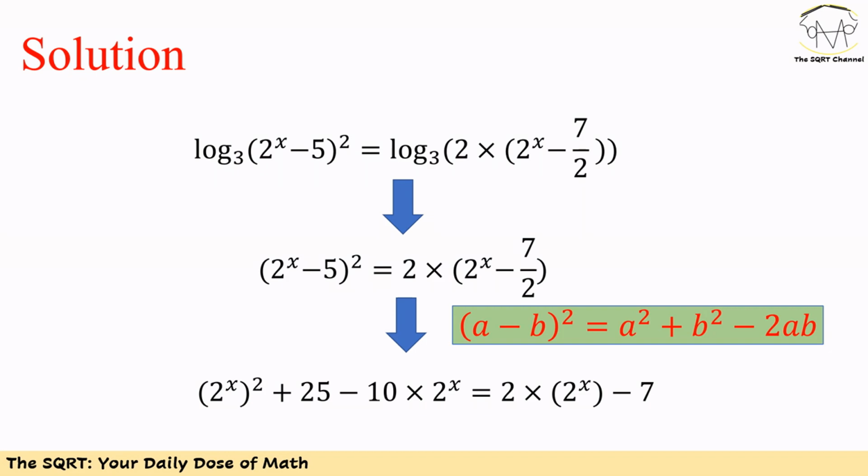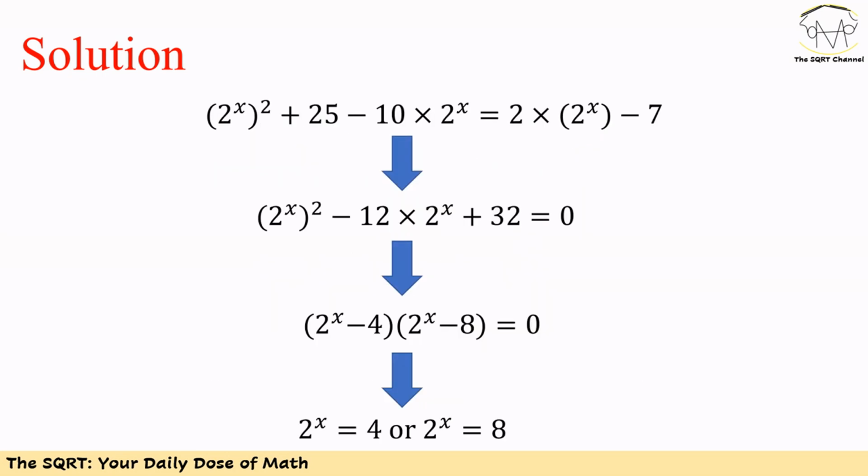These two sides should be equal. So we can put 2 to the power of x minus 5 squared is equal to 2 times 2 to the power of x minus 7 over 2. Now, if we simplify these equations, we are going to have 2 to the power of x squared plus 25 minus 10 times 2 to the power of x is equal to 2 times 2 to the power of x minus 7. This is based on the identity that we know a minus b to the power of 2 is equal to a squared plus b squared minus 2 times a times b.